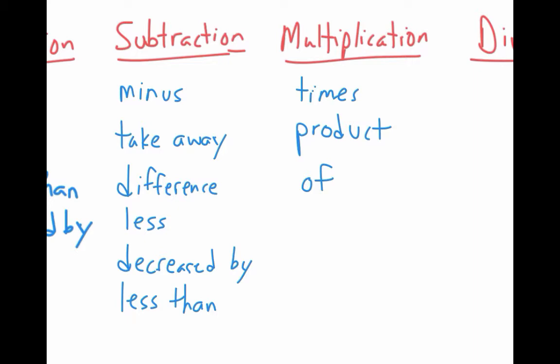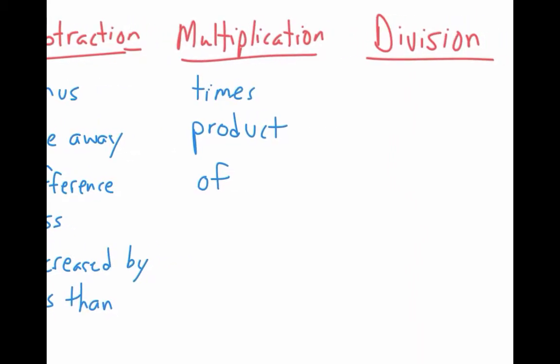If we switch over to division, division has a few more. Divide would be one. Or Annika's been waiting. Quotient. Nice job. Quotient. So, per is the other one I wanted to throw in there. Like if you get miles per hour, it's miles divided by hours.